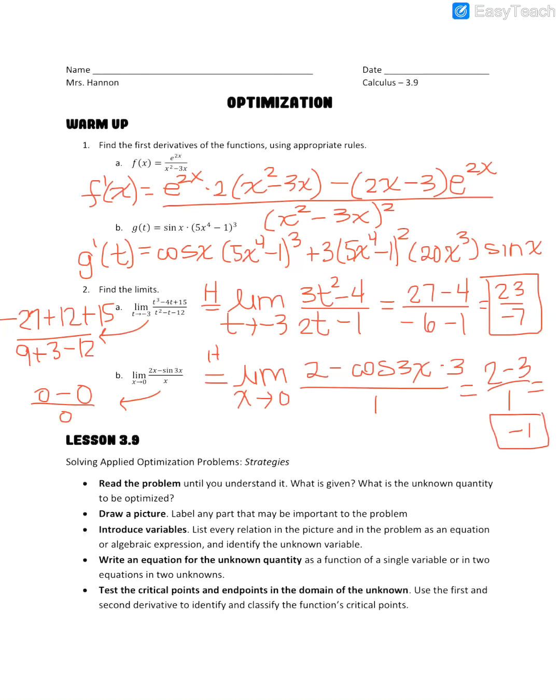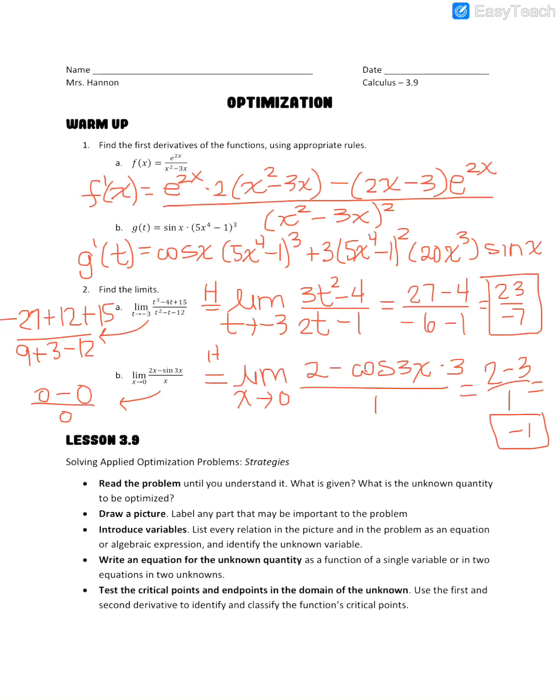All right, today we're doing optimization problems. So solving applied optimization problems, here's our strategies. First, we're going to read the problem until we understand it, sometimes multiple times. We want to think about what we are given and what the unknown is that we're trying to optimize. Optimize means either make it the biggest or smallest it can be.